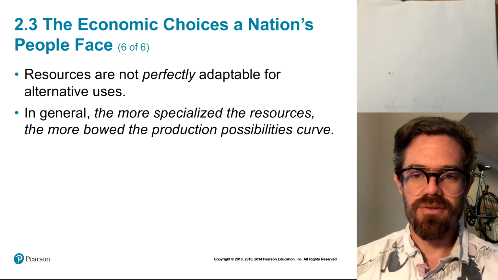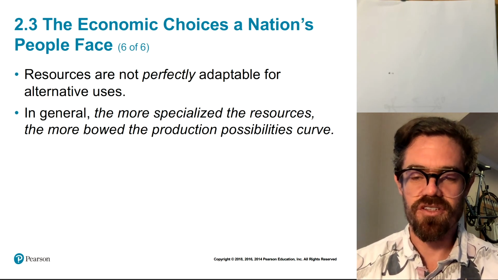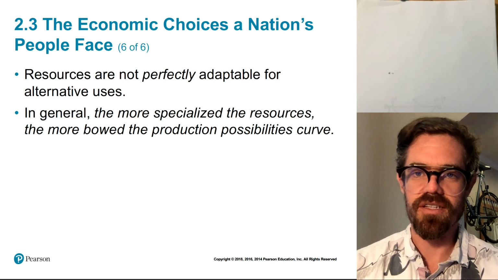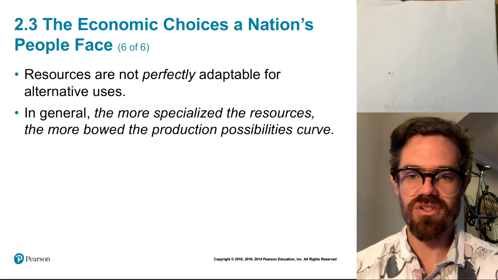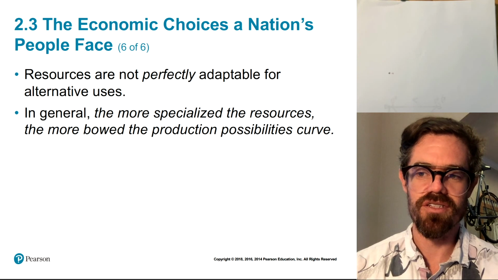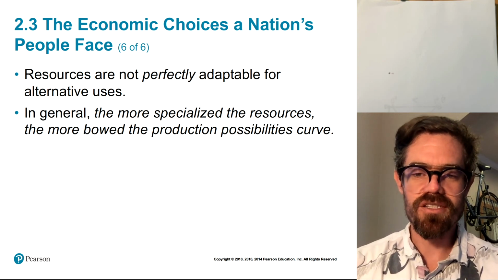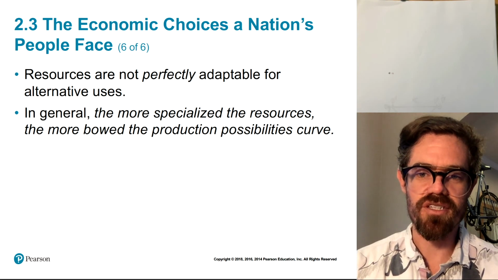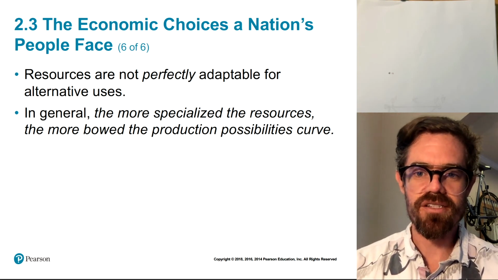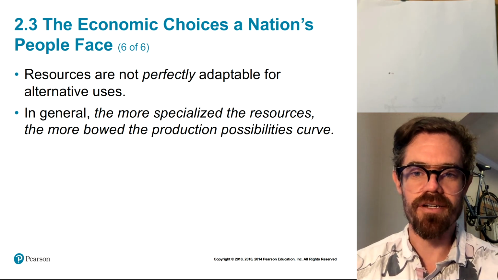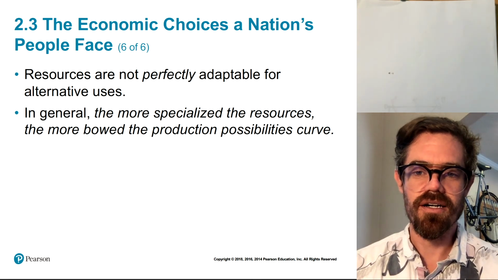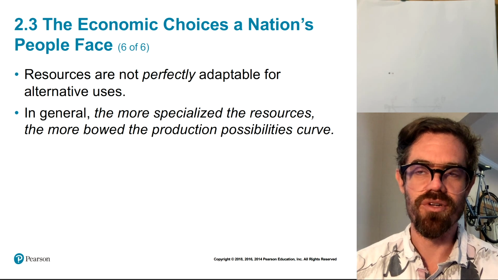All right, and another reason, basically the underlying reason for this bowed shape, is that resources are not perfectly adaptable for alternative uses. So in general, the more specialized the resources are, the more bowed out the production possibilities curve is. Basically, what we assumed in the grade PPC that was linear, not bowed out, was that your study time is perfectly adaptable for economics and math. So an extra hour of study time in math would increase your grade by the same amount as spending that extra hour of study time on economics. So perfectly adaptable in that example.